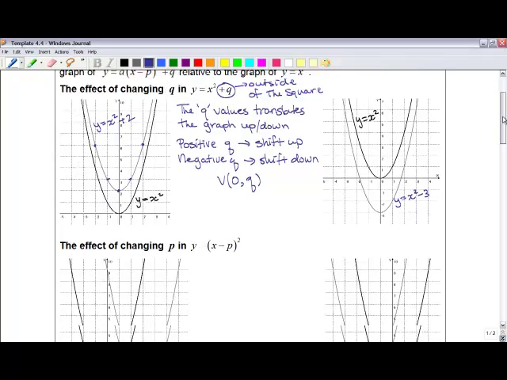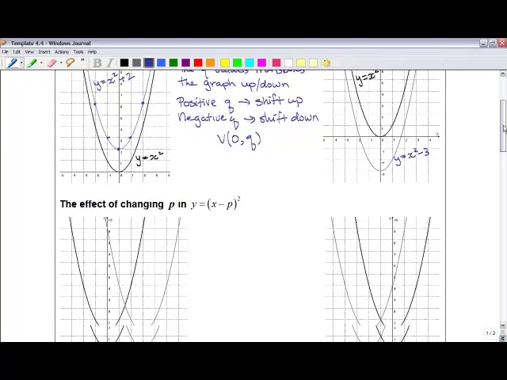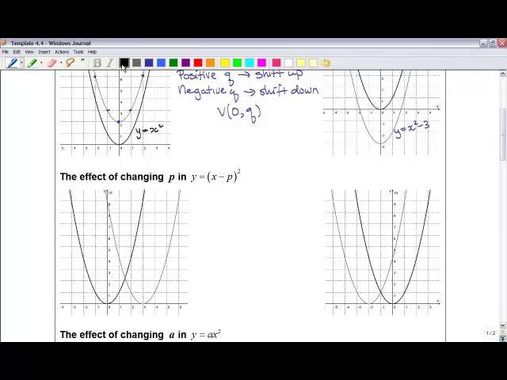So let's take a look at the p-value. What does the p-value do? Again, let's write down some of these things here. My graph here is y equals x squared, in black. Let me go with blue. This is y equals x minus 3 squared. This is y equals x plus 2 squared.